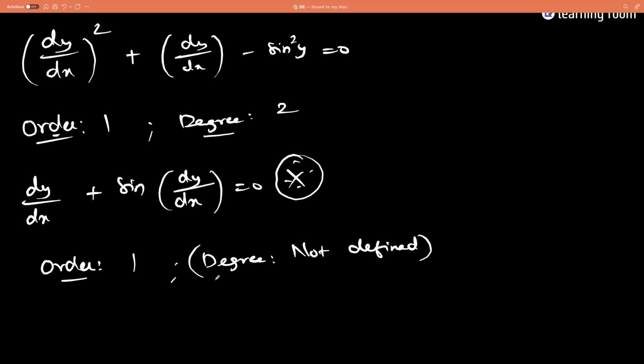What is the reason? Is there something abnormal with this equation? You wouldn't have sine x there. It is sine of dy by dx. So it is not a polynomial equation in terms of dy by dx. Hence, it is not going to have any degree associated. Whenever you have any function, trigonometric, exponential, any function, with a differential coefficient inside it instead of x, for that kind of function, degree is not defined.